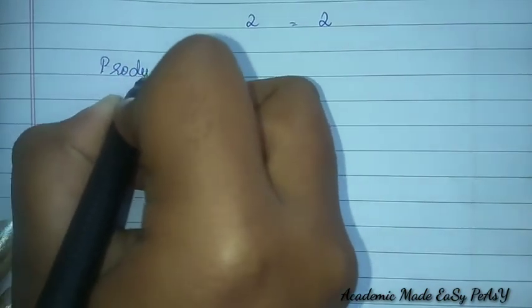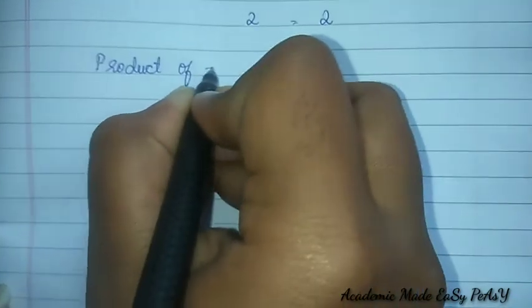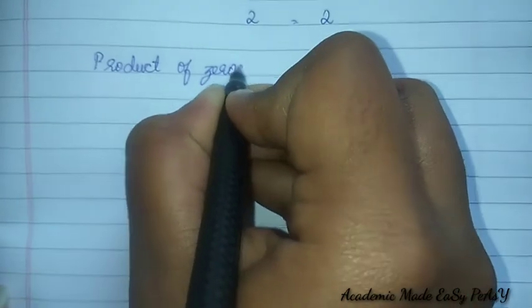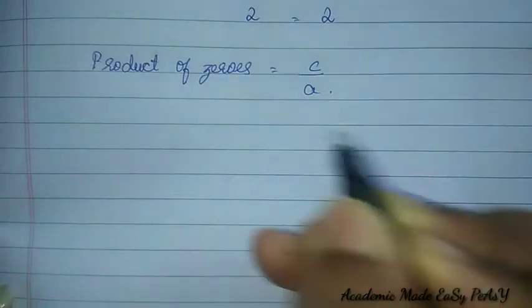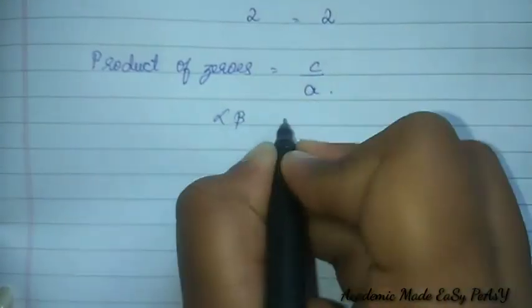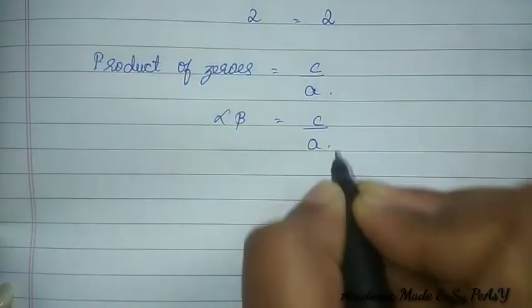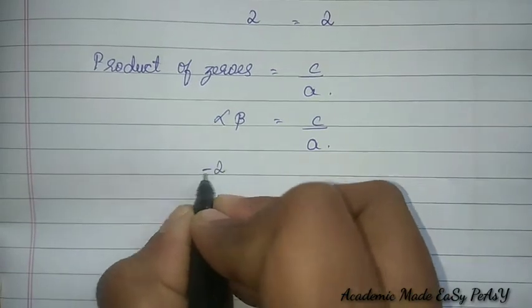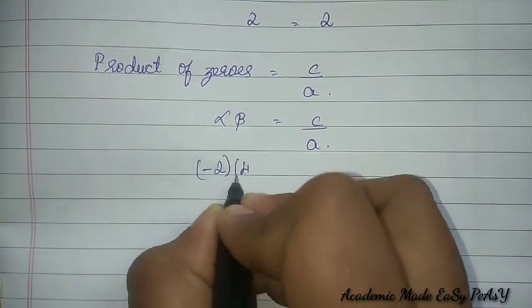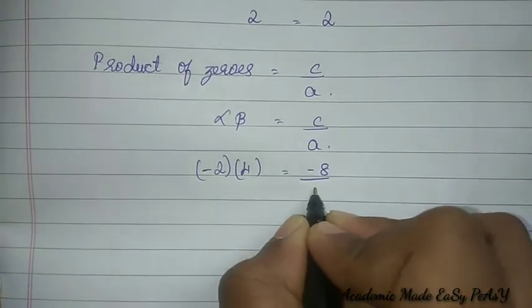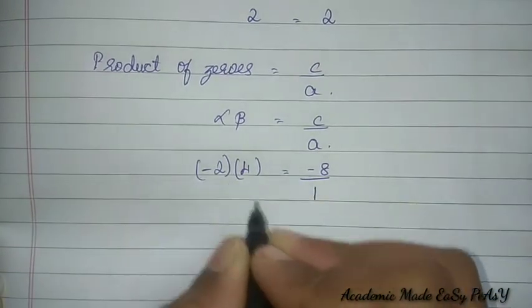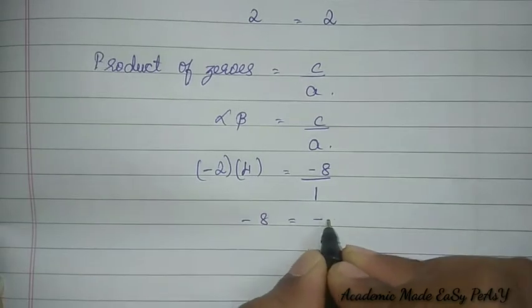So now let's check for the product of zeros. So the product of zeros is equal to c by a. This was the thing, no? So alpha into beta is equal to c by a. What was my alpha? Minus 2 and my beta is 4. So c is minus 8 divided by 1. So minus 8 is equal to minus 8.